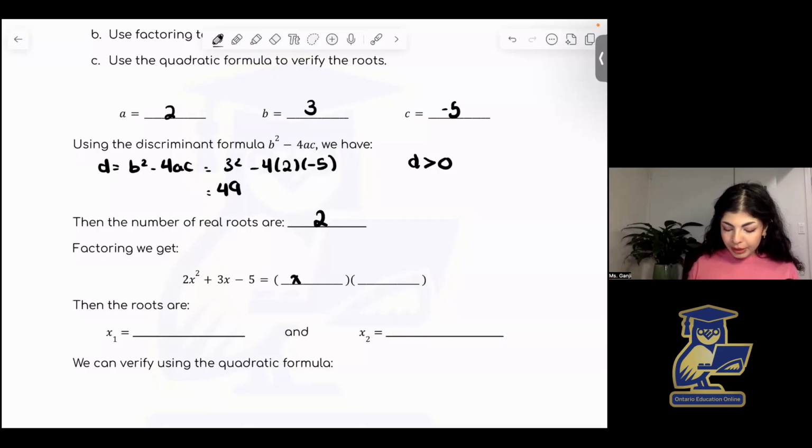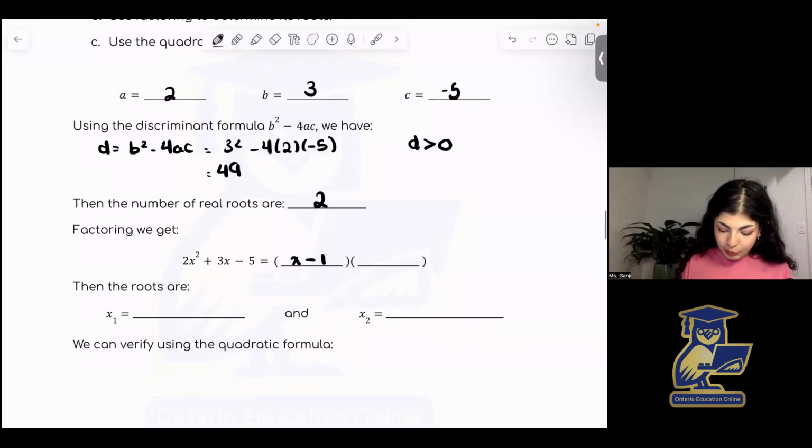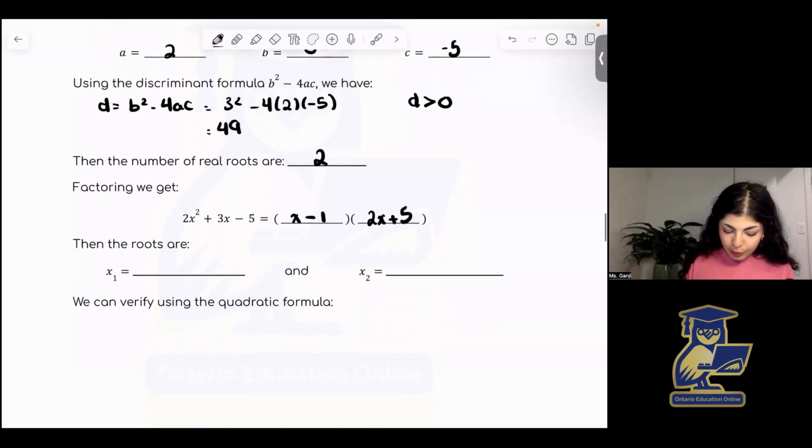So here we need to try the decomposition method. We need to apply the decomposition method. So you'll get x minus 1 and 2x plus 5. So then our roots are going to be 1 and -5 over 2.